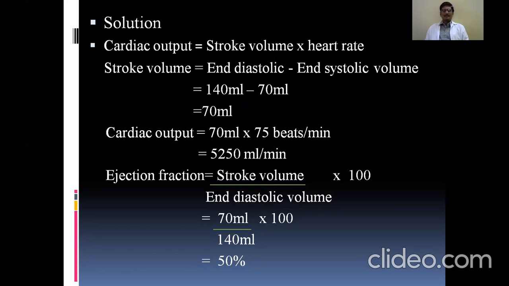Now, calculation of ejection fraction, as I said, is nothing but stroke volume divided by end diastolic volume into 100. That means of the 140 ml, 70 ml is ejected, means per 100 ml, how much will be ejected? That is the fraction we are going to calculate. So in this case, 70 by 140 into 100, it becomes 50%.